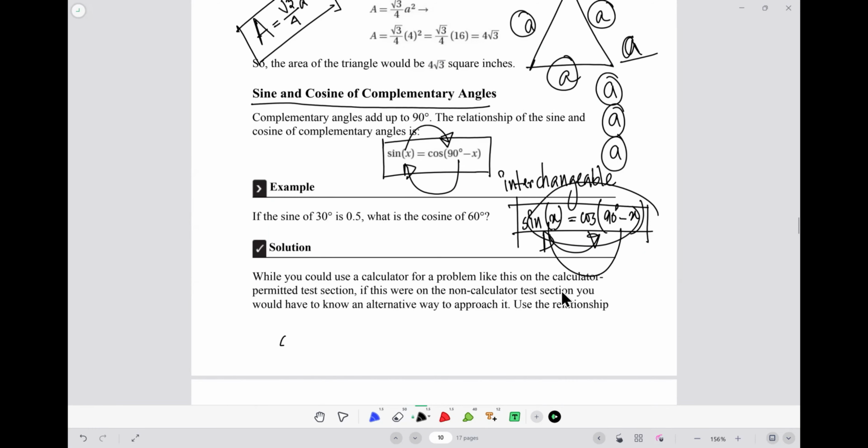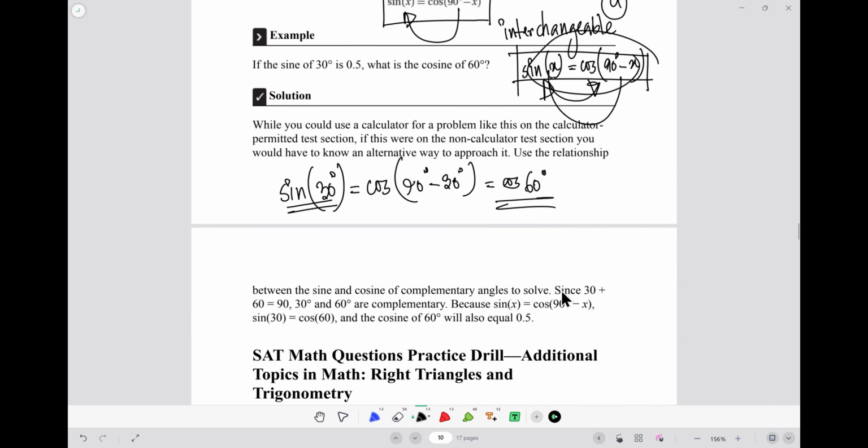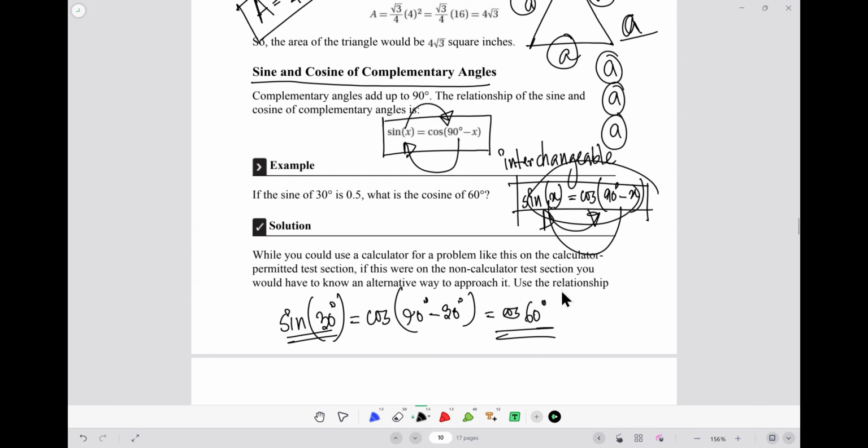For example, the sine of 30 degrees is equal to the cosine of 90 degrees minus 30 degrees, which is the cosine of 60 degrees. So the value of sine 30 degrees is the same as the cosine of 60 degrees. This is what is meant by complementary angles of sine and cosine. Do you understand? It's very simple.